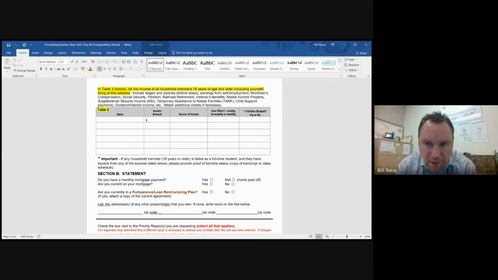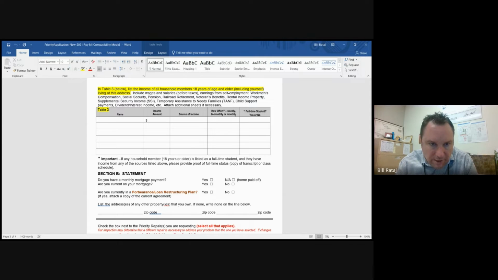All right, workers' comp. So you're getting payments from that. Social Security, of course. A lot of our clients, that's their main source of income. Pensions, railroad retirement, veterans benefits, rental income property. So if you, say, live in a 2-family and you rent the other unit out, we need to know what that monthly income amount is that you're receiving for the rent on that property. And if you own any other properties besides the one that you're trying to get fixed up, we need that real income for any other properties that you own.